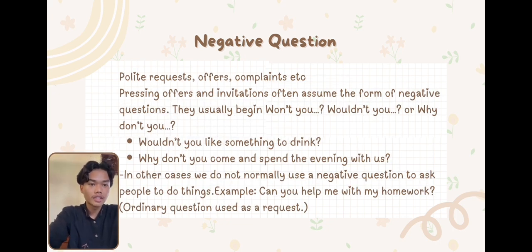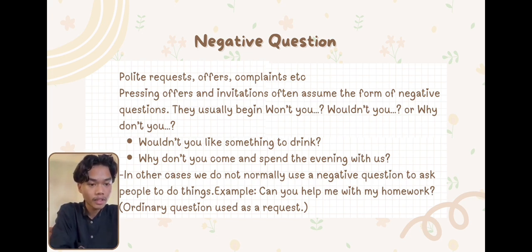Polite requests offer complaint attitude. Phrasing offers and invitations often assume the form of negative questions. They usually begin wouldn't you, or why don't you? For example, wouldn't you like something to drink? Why don't you come and spend the evening with us? In other cases, we do not normally use a negative question to ask people to do things. For example, can you help me with my homework? Ordinary questions are used for requests.